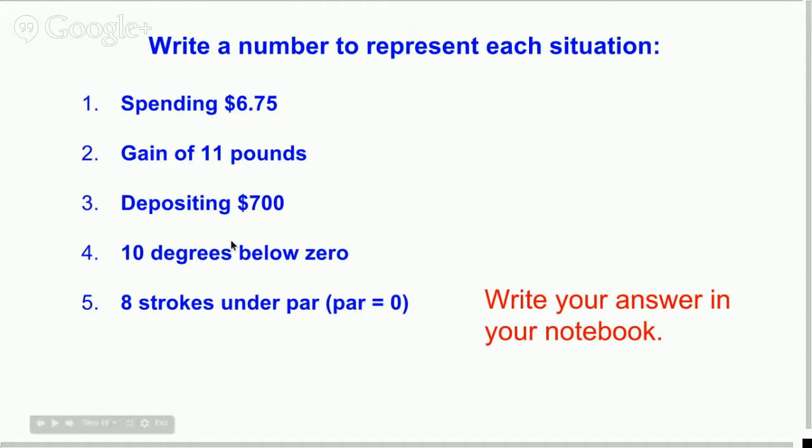Welcome back. A number that represents this would just be positive 11. If you're depositing $700, you're adding $700 to your account, so plus 700. 10 degrees below 0 would be negative 10. And then 8 strokes under par would be negative 8. And in golf, the lowest score wins. So that would be a really good score in golf, negative 8.